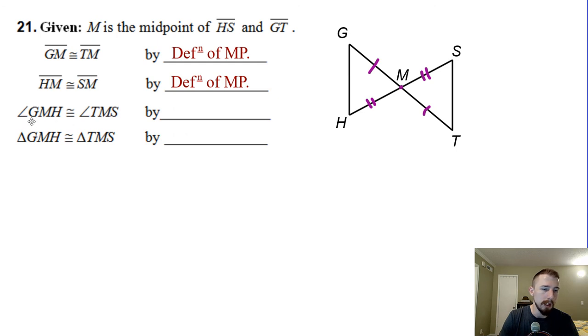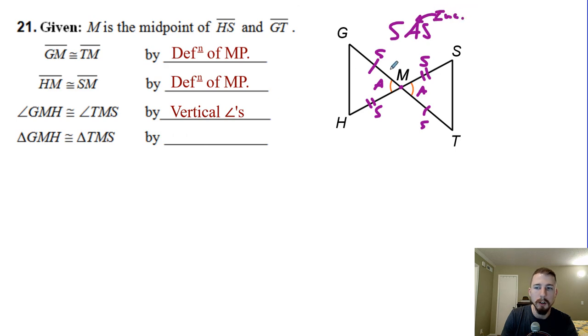Then they're telling us that angle GMH, this angle right here, is congruent to the other angle TMS. And that's because those two are vertical angles, right? So don't forget vertical angles. We use that one all the time. Also, the alternate interior with parallel lines is used quite a bit too. All right, then they're saying the triangles are congruent to each other. What postulate did we use? Well, it looks like they gave us a side, an included angle, and another side. The same side, the same included angle, and the same side. So SAS, where the angle is included in between two sides.